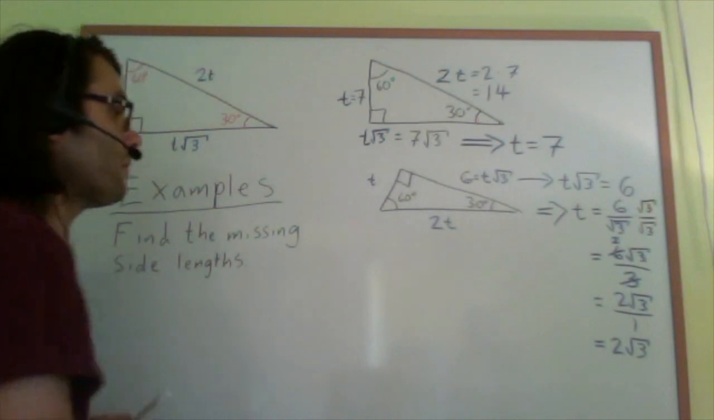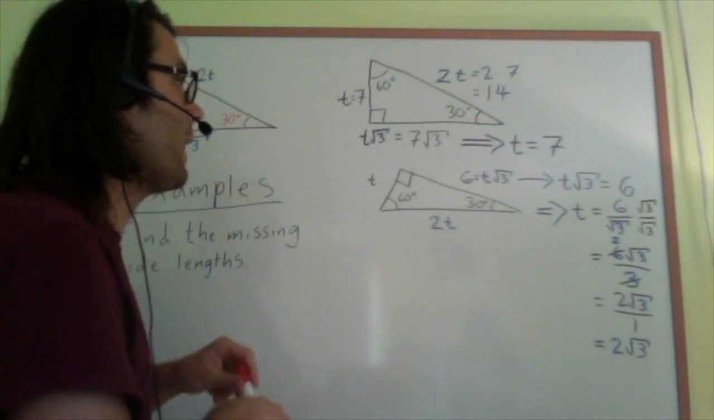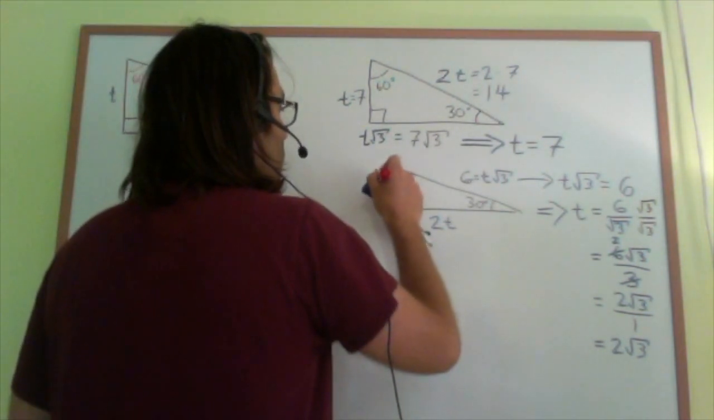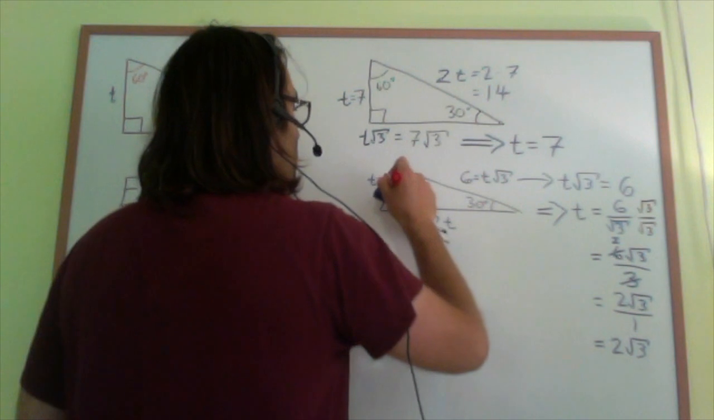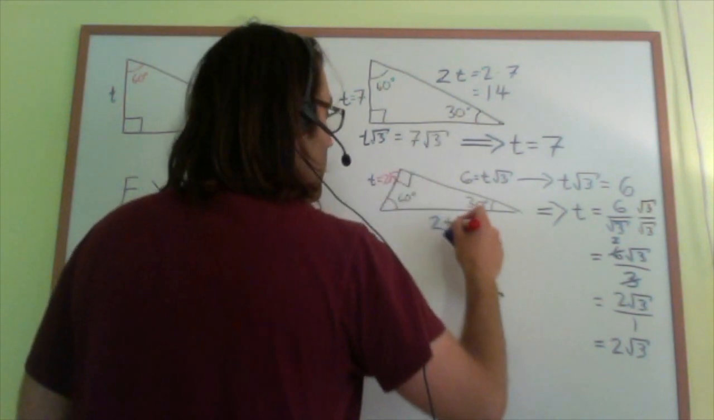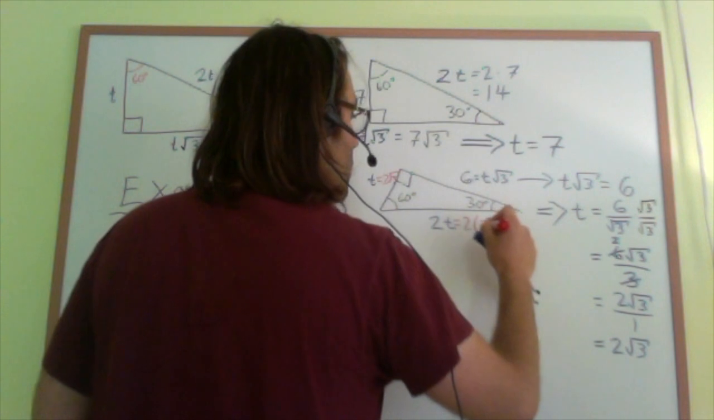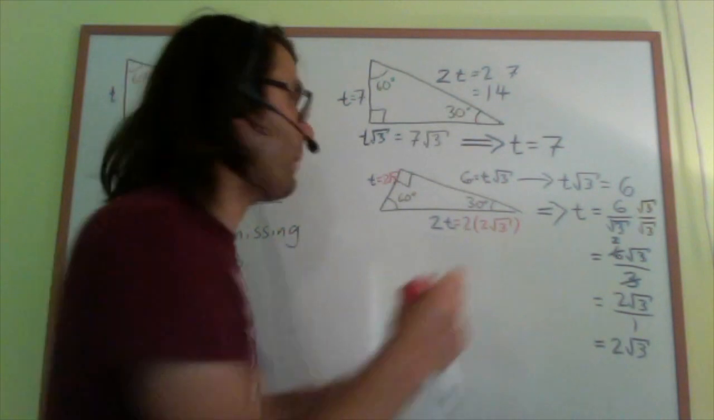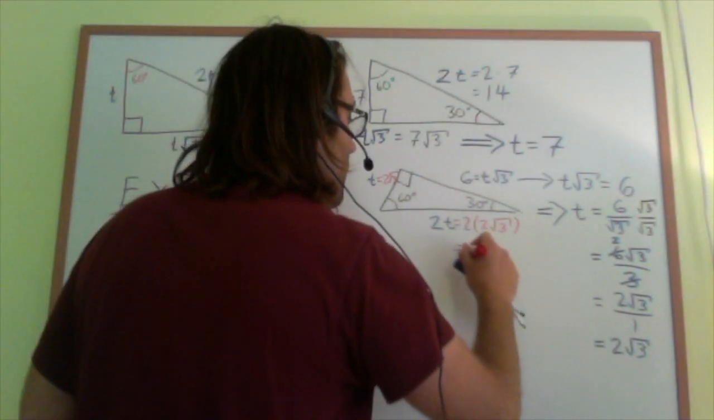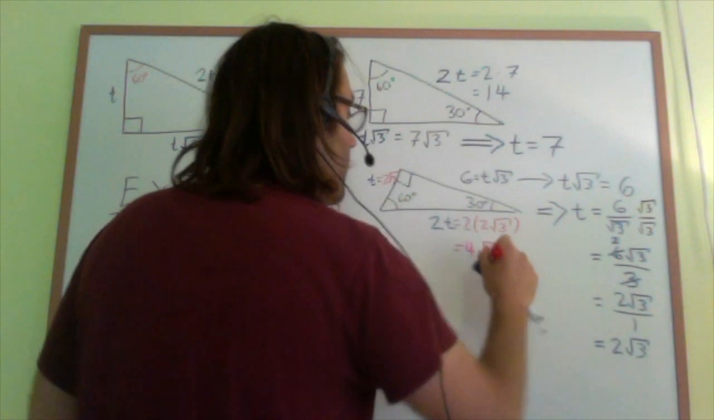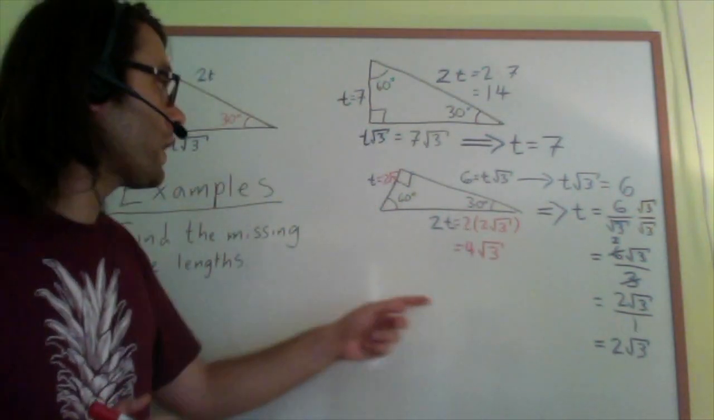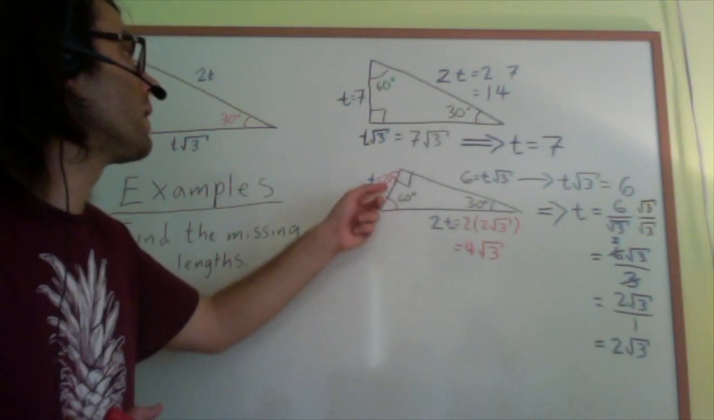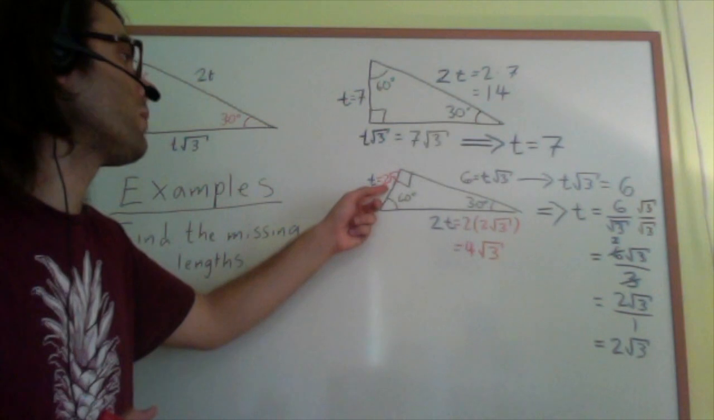Okay, now let me go ahead and write this in a different color. So this would have to be 2 root 3. This here is 2 times 2 root 3. And because 2 times 2 is 4, that means this simplifies to 4 root 3. So the hypotenuse has length 4 root 3, and the side length here has length 2 root 3. Once again, hypotenuse 4 root 3, and the leg here, the smaller leg, is 2 root 3.